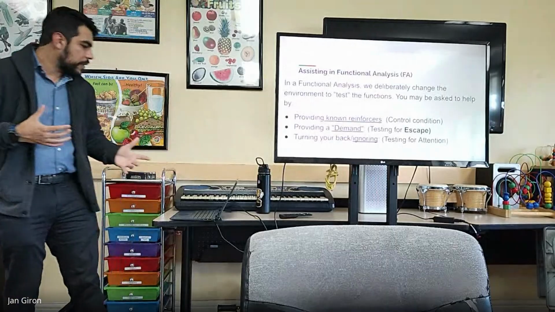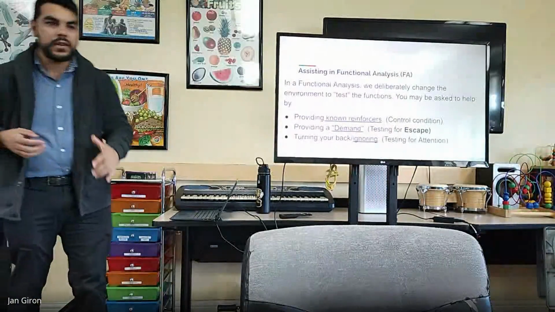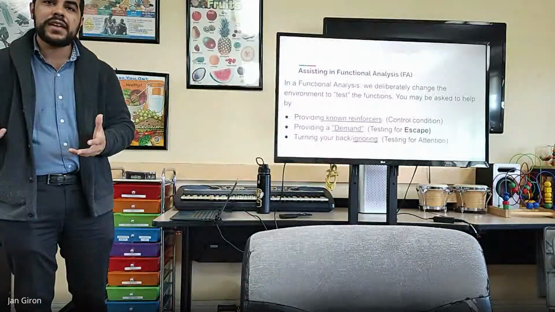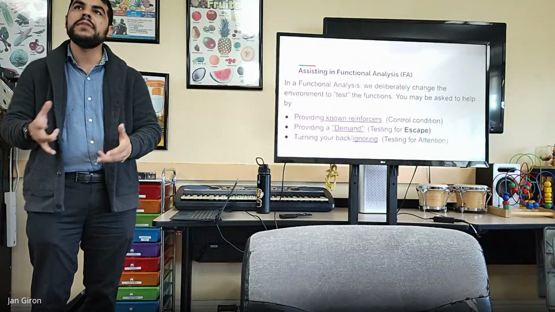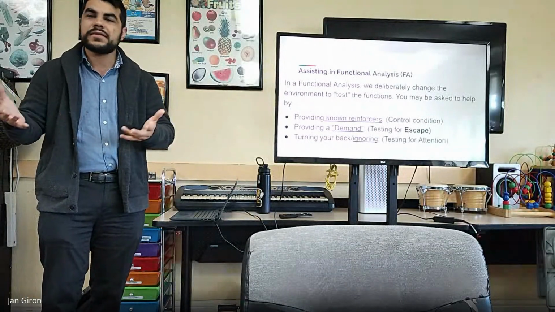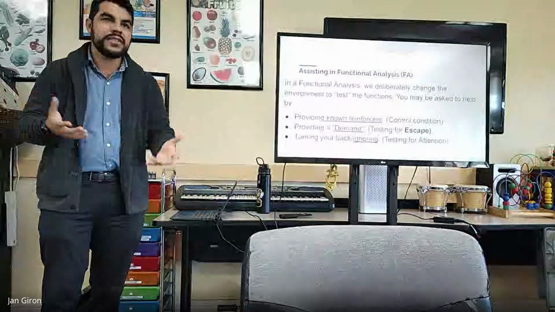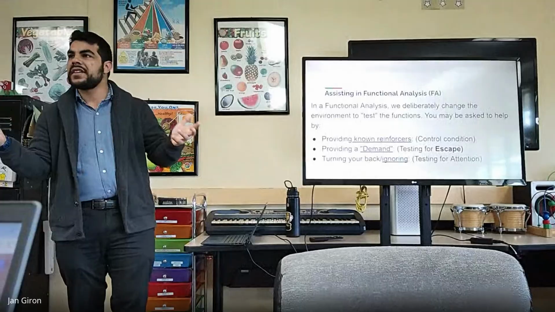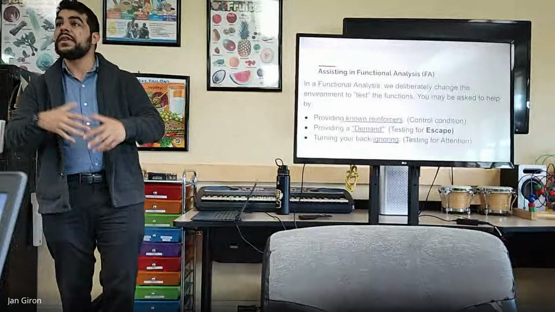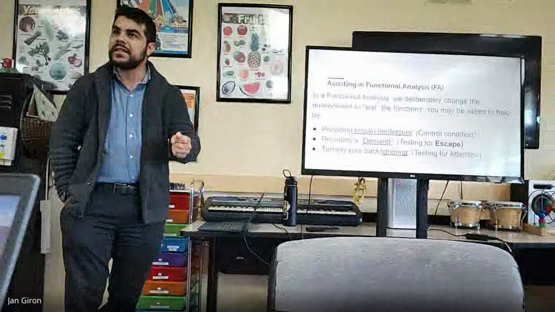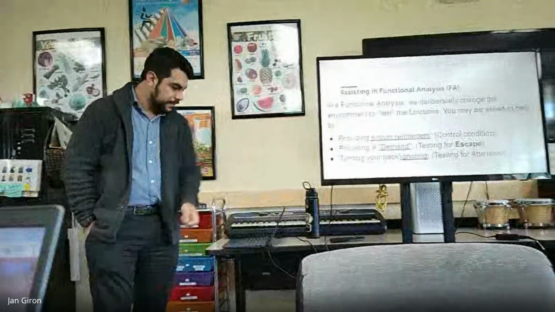Let's start off with escape. We all know by now that the typical antecedent to escape is a demand or an unpleasant task being placed on an individual. I think we've all probably been there. A client doesn't want to transition to, let's say, their van, so they engage in a behavior to escape it. If we are able to place a demand right then and there, then that's a way for us to test if that is what's maintaining it.